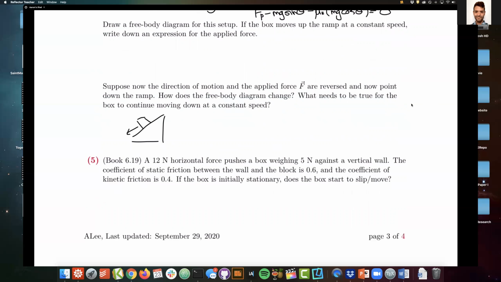So now it's moving down this way. So in this case, the free body diagram, there's still gravity. There's still the normal force. It says now the push has been reversed. But now friction is resisting the motion, so now friction is pointing in the opposite direction.